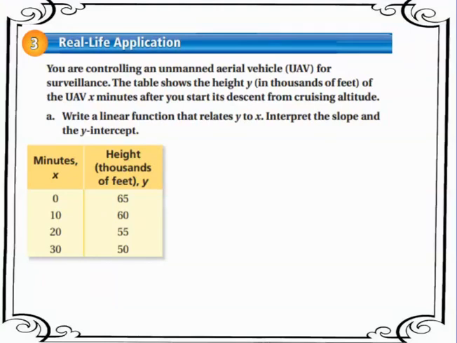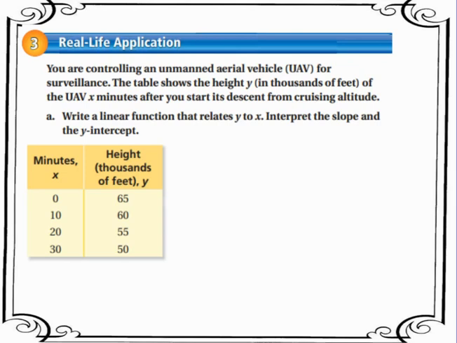Okay, so this is part 2 of linear equations, and we're going to talk about real life applications. So, in other words, story problems. It says you are controlling an unmanned aerial vehicle, UAV, for surveillance. The table shows the height, y, in thousands of feet of the UAV, x minutes after you start its descent from a cruising altitude. Write the linear equation.